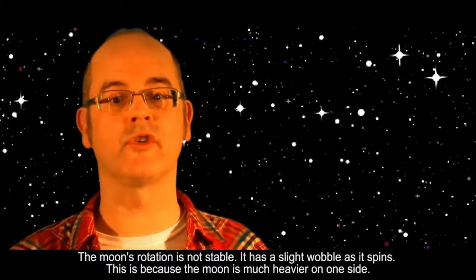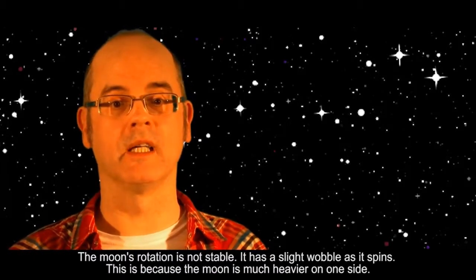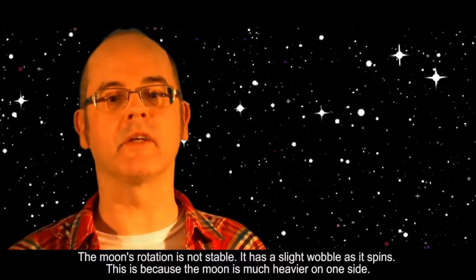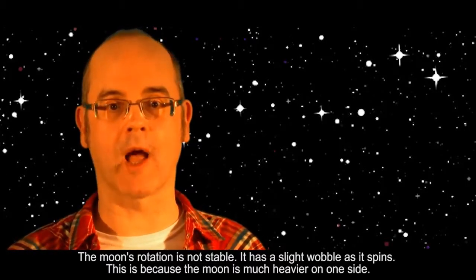The moon's rotation is not stable. It has a slight wobble as it spins. This is because the moon is much heavier on one side.